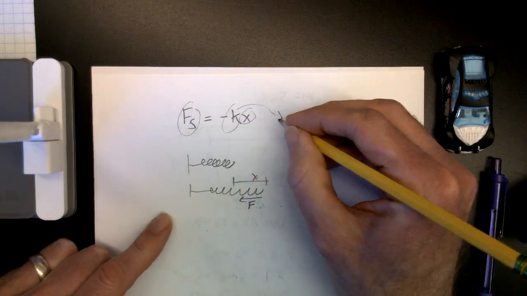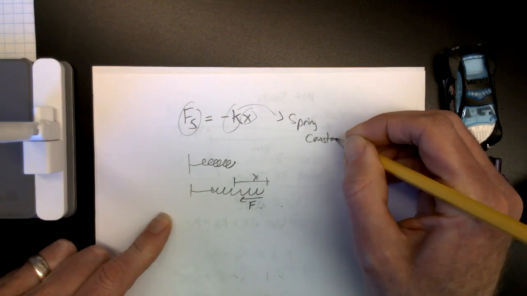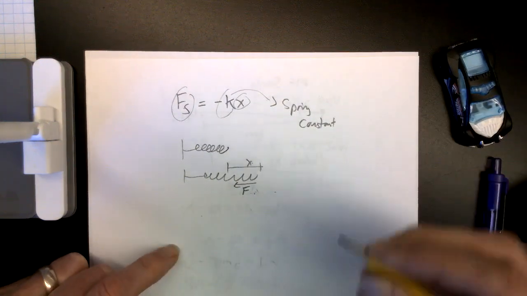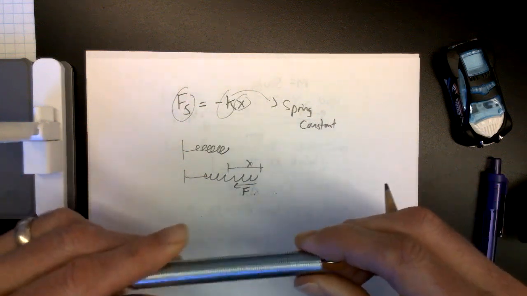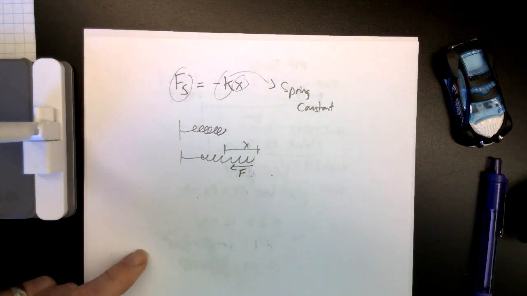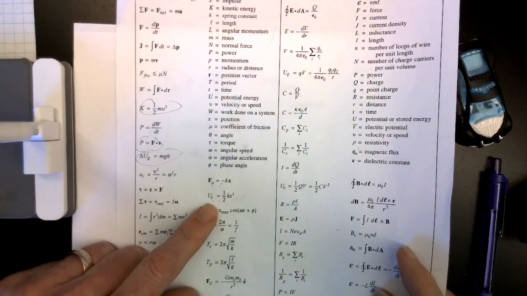This k right here is called the spring constant. Spring constant. Good. And that's really going to tell you how stiff or stretchy the spring is when you're trying to extend the spring. The next formula we had down here was the potential energy stored in a spring.